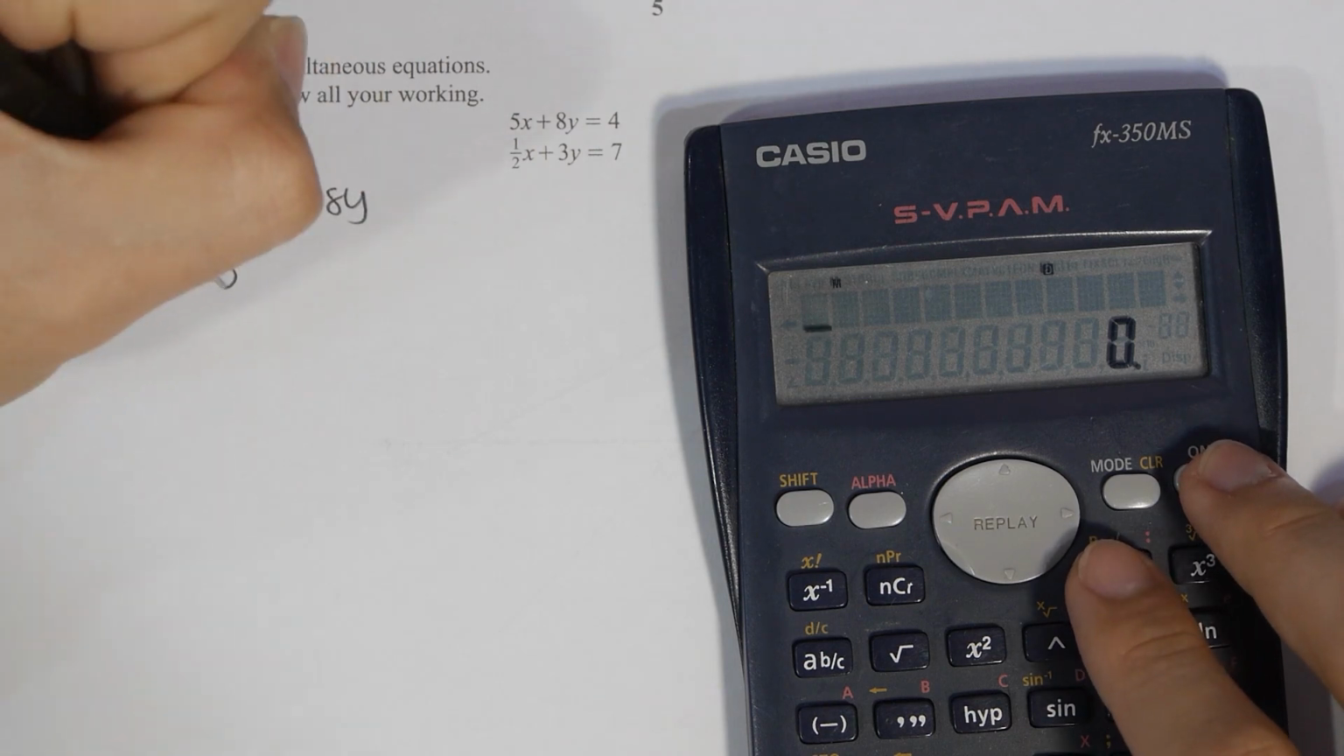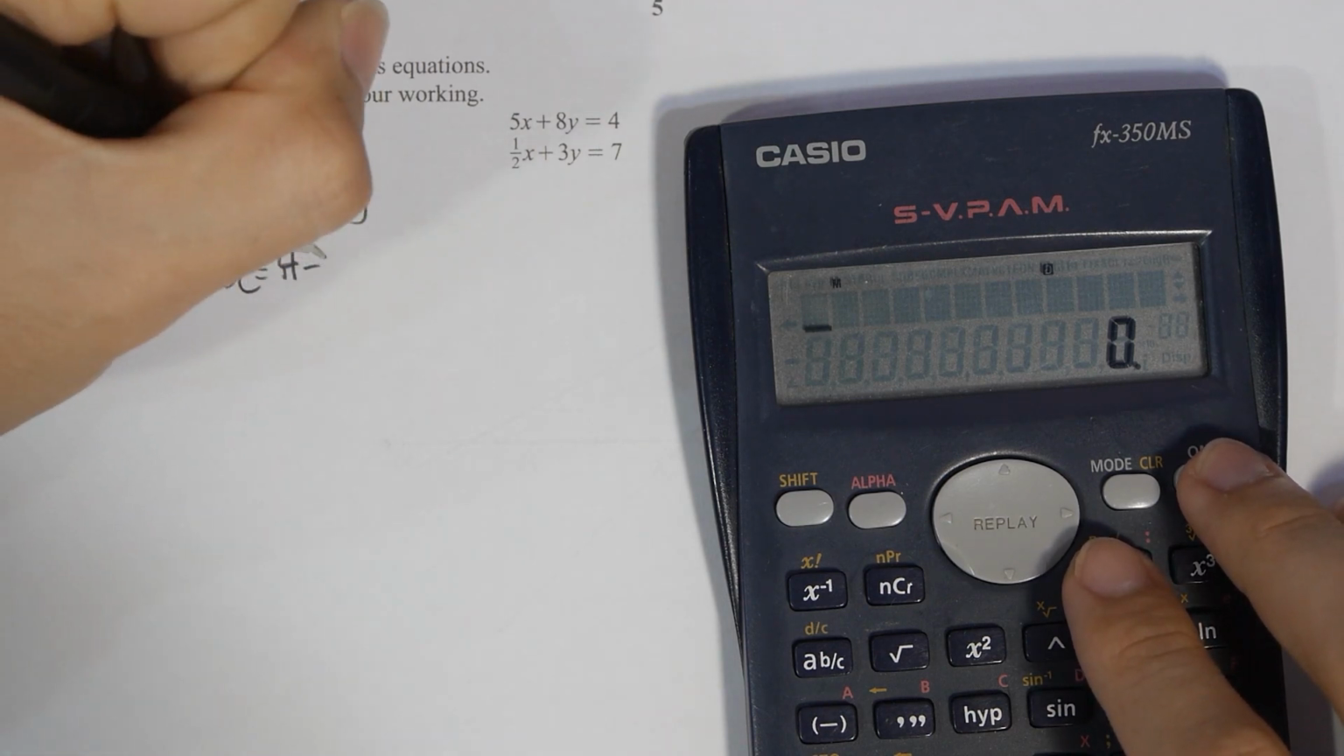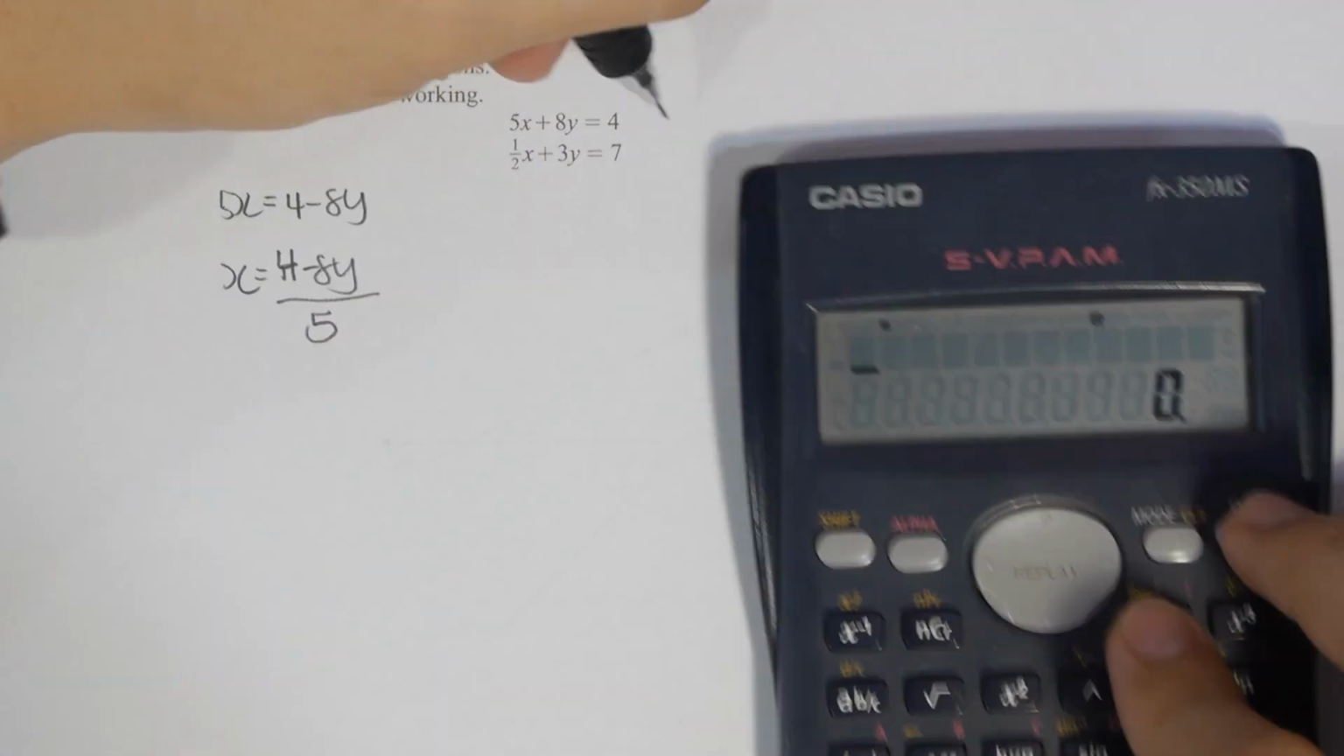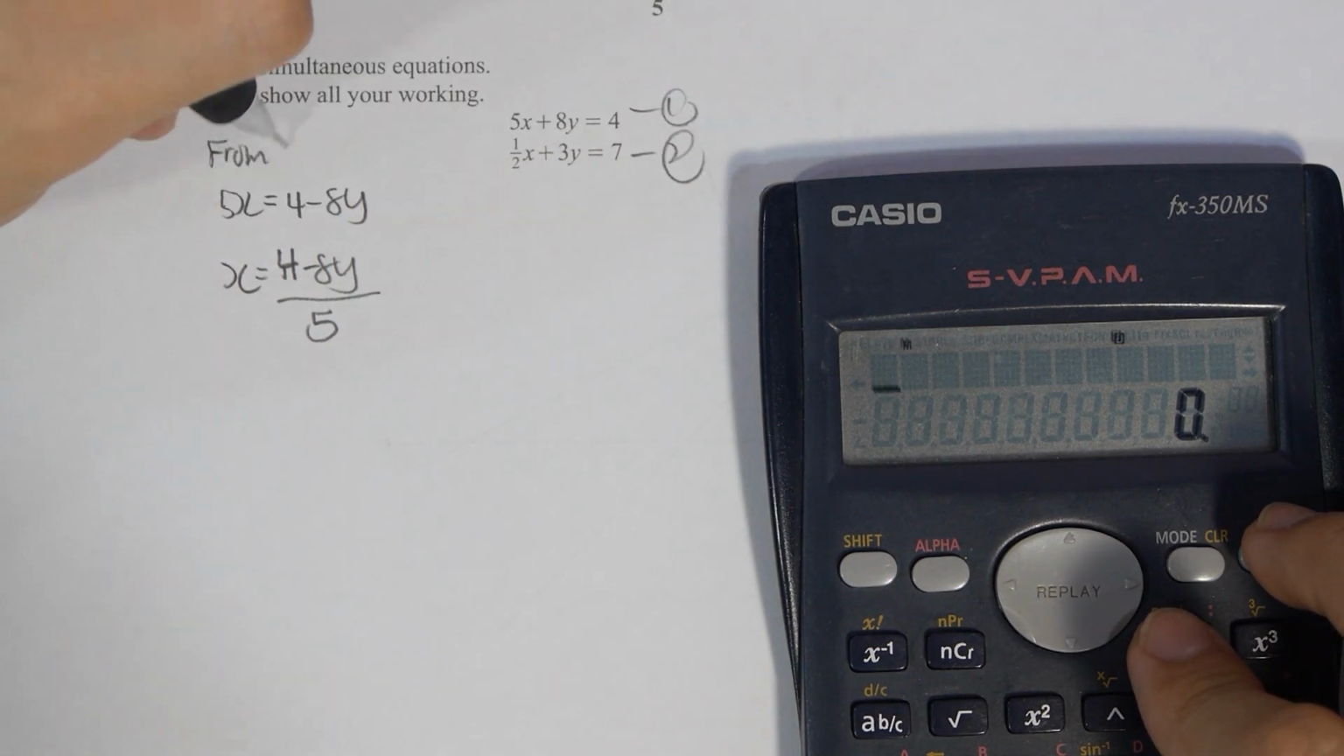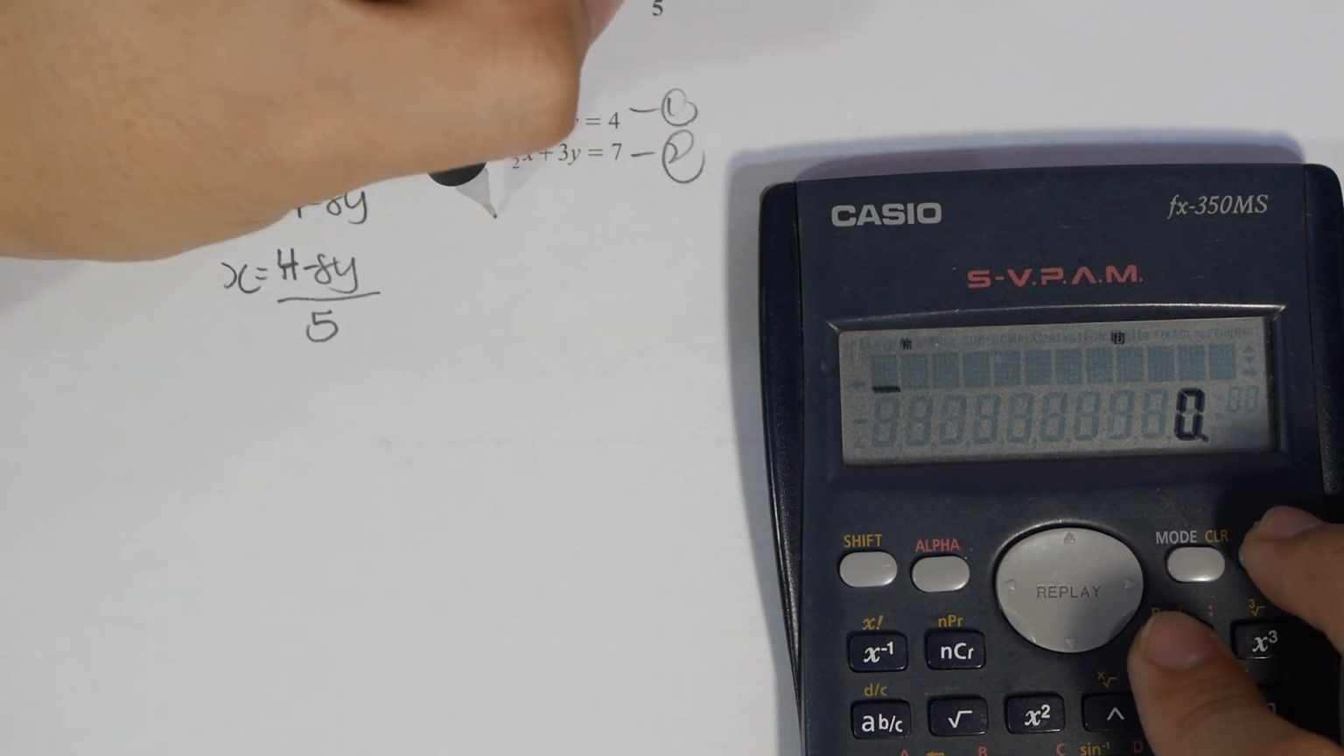Question 14. This is a simultaneous equation. You can just refer to my workings and identify the x and y values.